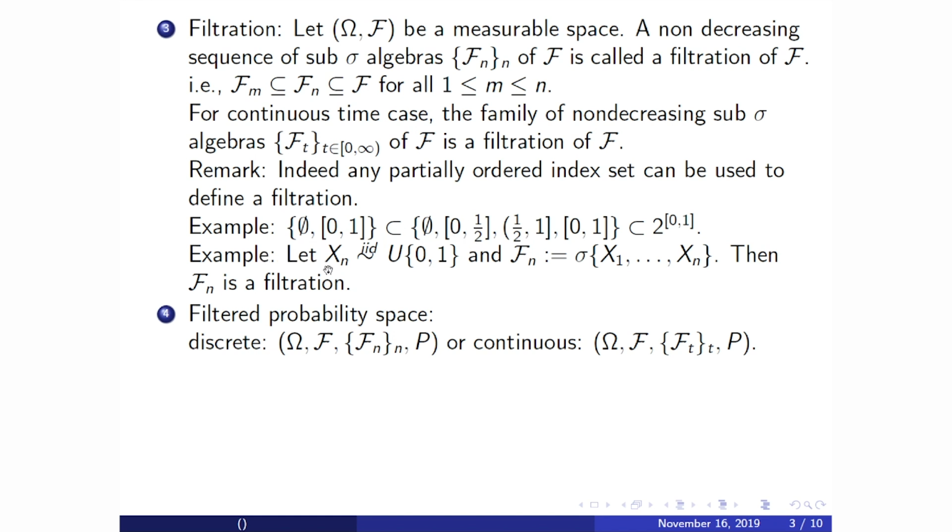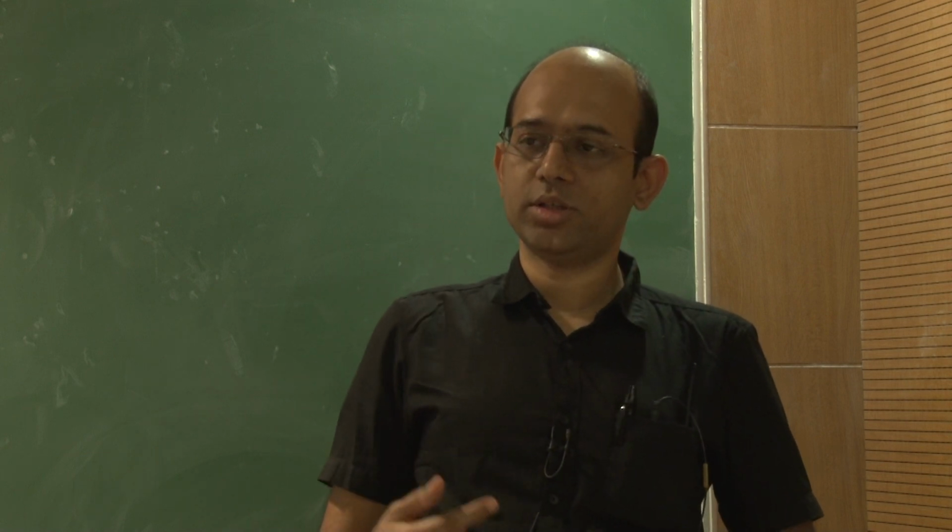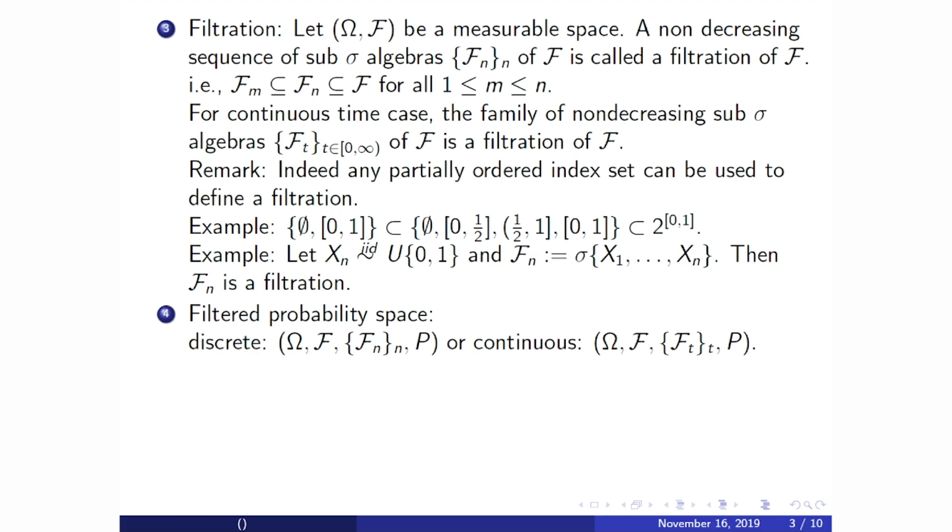Next example: we take independent and identically distributed random variables X_n which are Bernoulli, in the sense that they are uniformly distributed on the binary values 0 and 1. That means it takes value 0 with probability half and 1 with probability half. Then we define F_n as the sigma algebra generated by X_1, X_2, etc.